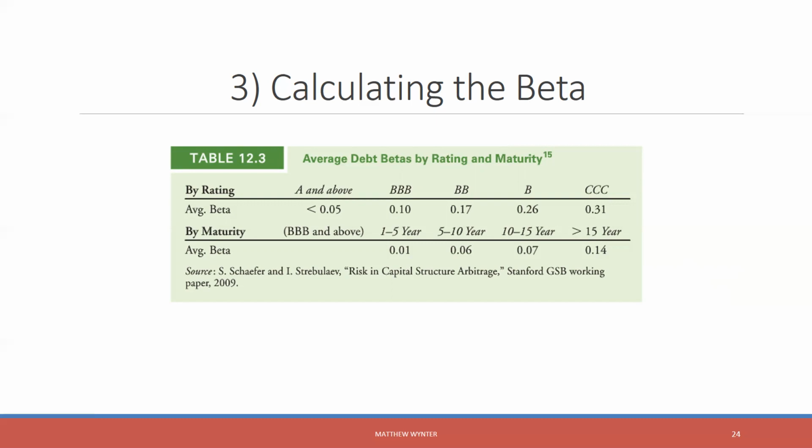So notice how the debt that has a short maturity structure, the debt that's due anywhere from 1 to 5 years, has a beta of 0.01, and the debt that has a long maturity structure, so 10 to 15 years and 15 years onward, we see betas of 0.07 all the way up to 0.14. So a considerable jump in risk.